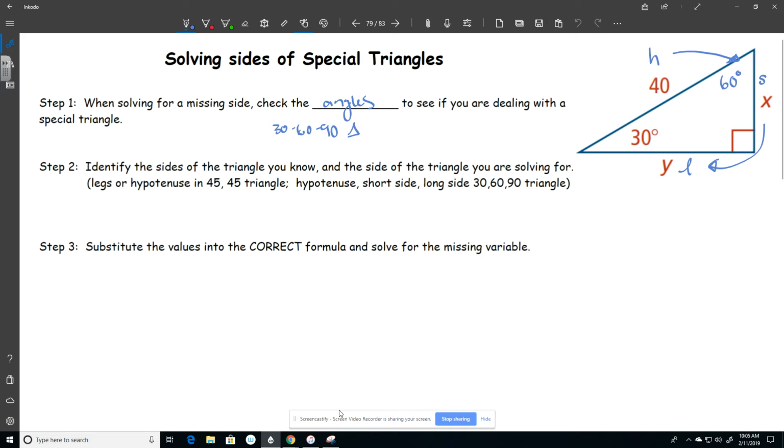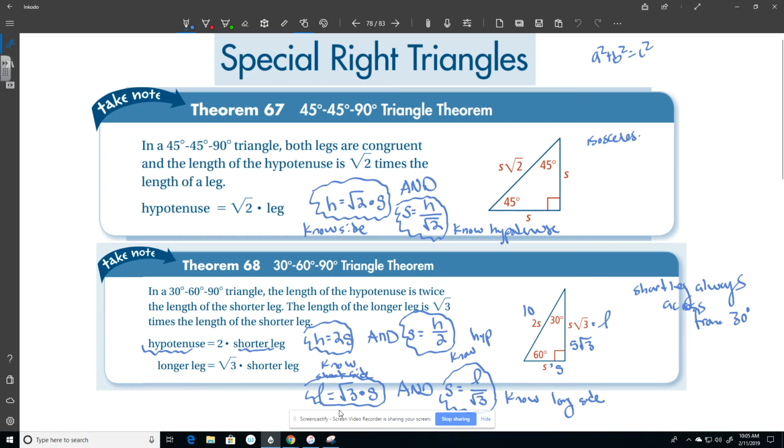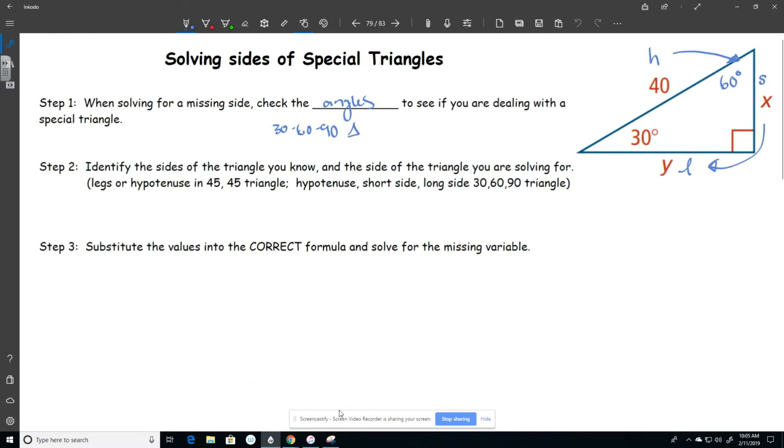And I know that the equation that I want, if I look back, I know the hypotenuse. So the equation that I want to use is this one right here, because I know the hypotenuse and this is the triangle I'm using. So in that equation, my short side is equal to, we'll write it down here, my short side is equal to my hypotenuse divided by 2. And my hypotenuse is 40, divided by 2 just becomes 20. So that means that x equals 20. My short side right here is 20 long.